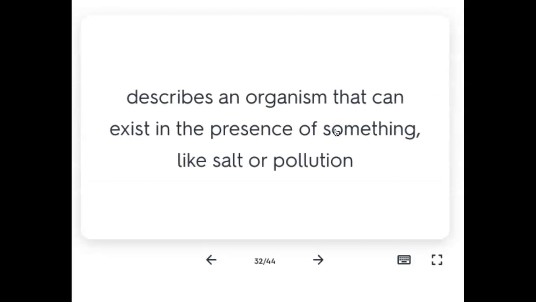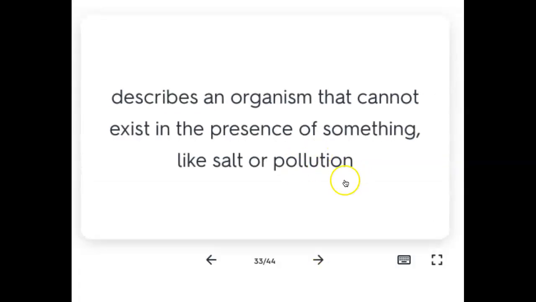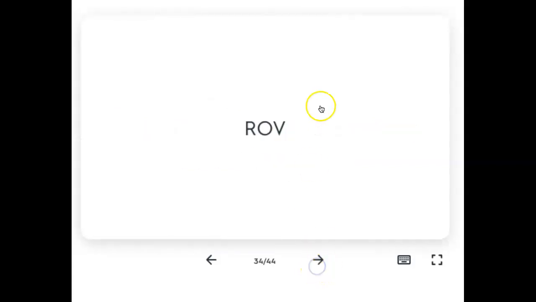The term tolerant just refers to an organism that can exist in the presence of something like salt or pollution. So if it's a pollution-tolerant organism, then it can live in areas where it's polluted. If it's salt-tolerant, that means it can live in areas that have a lot of salt. If it's salt-intolerant, then it's not going to be able to tolerate a lot of salt. It's going to prefer fresh water or really low salinity. So intolerant describes an organism that cannot exist, it can't live, in the presence of something like salt or pollution.